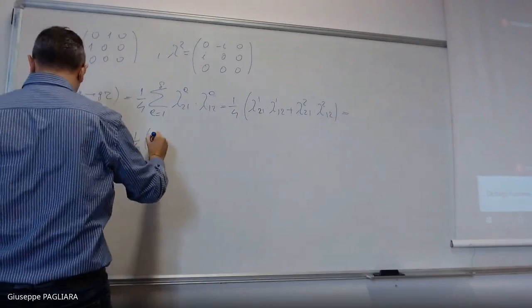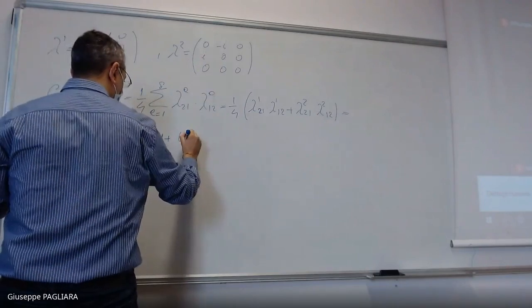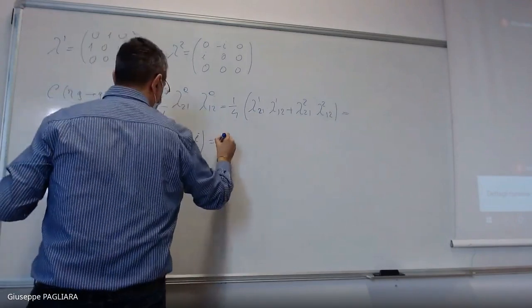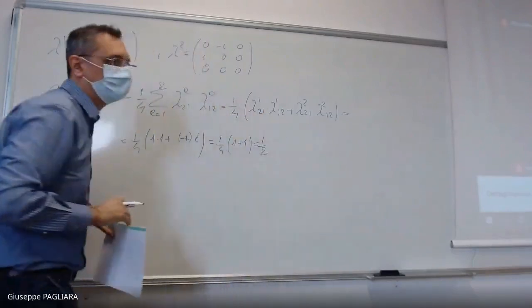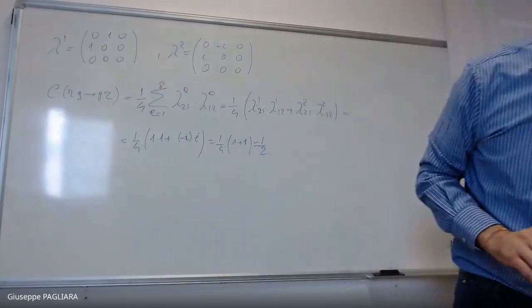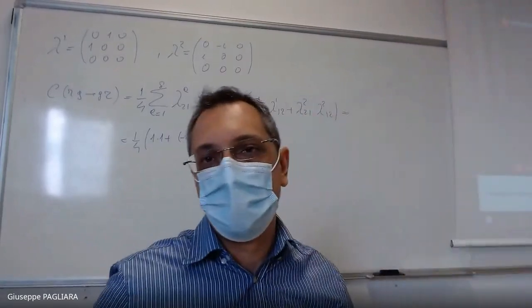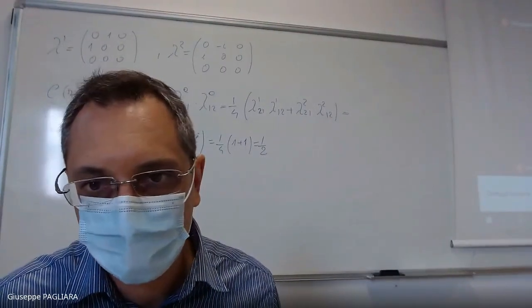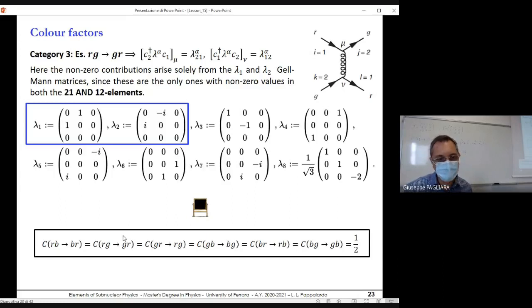So this is 1/4. We have 1 times 1 plus lambda 2, 2, 1 is minus i times i. All right. So this is 1/4, and then we have 1 plus 1. So this is 1/2. And again, one has to consider all the possible combinations that belong to this category. Okay, for all of those, it is +1/2.